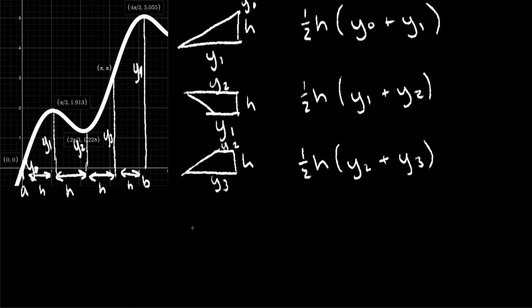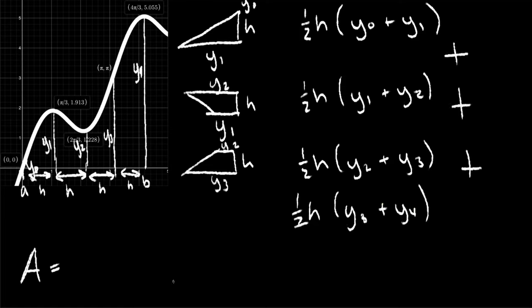Now, you should be seeing a pattern. In the fourth trapezium, I'm not going to draw it out. It's half the height times y3 plus y4. So to get the total area, I'm going to add all of these together. But to make it a little bit simpler, I'm going to factor out the half h, because that is the common term in all of these.